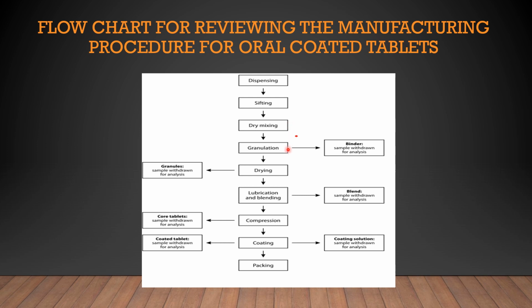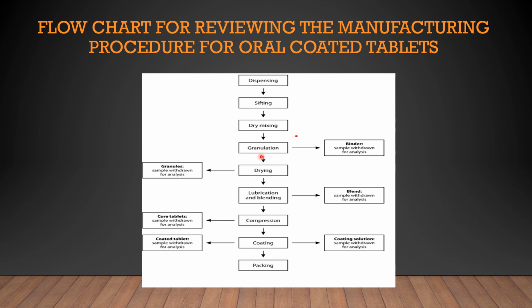After that, we can see that granulation is one of the critical manufacturing steps, and then after granulation it is dried, and after drying it is lubricated and blended, and then comes compression, then coating, and then packing. So if you look, there are some steps where there would be a time gap, or different kinds of critical steps being carried out.